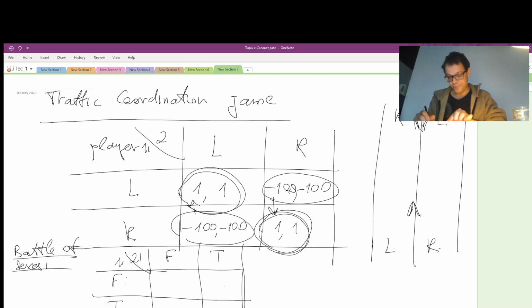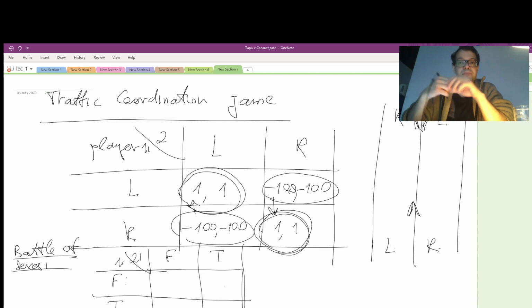However, the strategies give them really different utilities. Since they really want to go together, they always enjoy going together more than being apart.